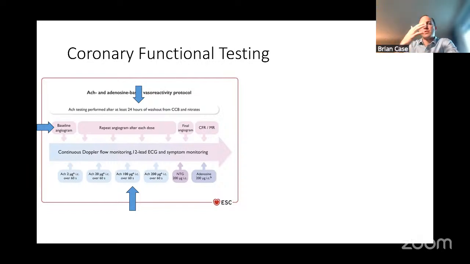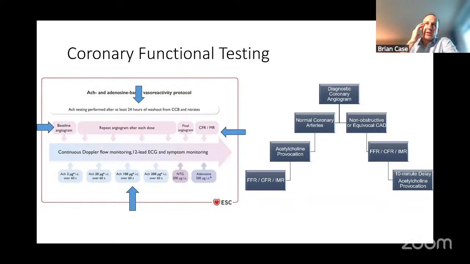So it just makes sense to do the acetylcholine testing first, give the 200 in nitro, and then you evaluate for your CFR, IMR, FFR, RFR. So that's kind of the thought process and the workflow at MedStar.